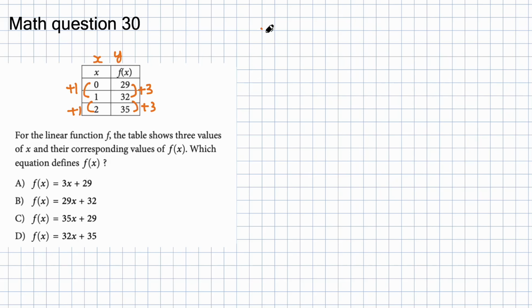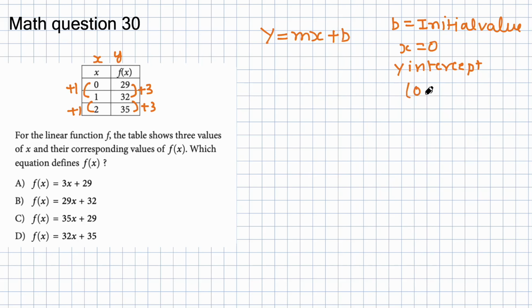Now let's first understand y = mx + b. This is the form where b is the initial value. What is the initial value? Initial value means when there is no input, or when x is 0. Now when x is 0, that is the y-intercept, and in this case, this is b.